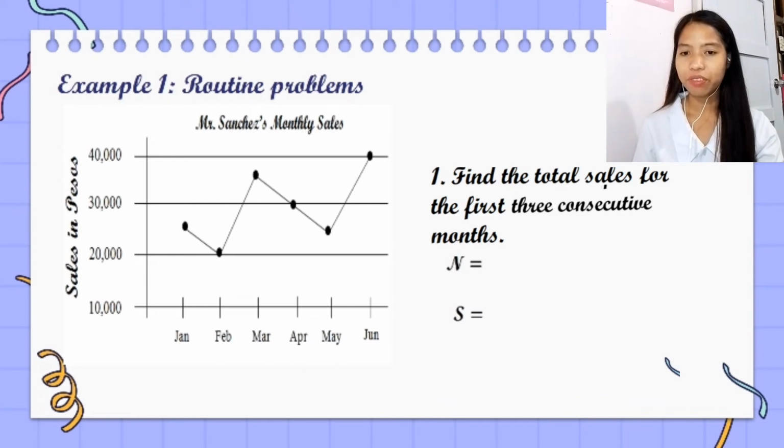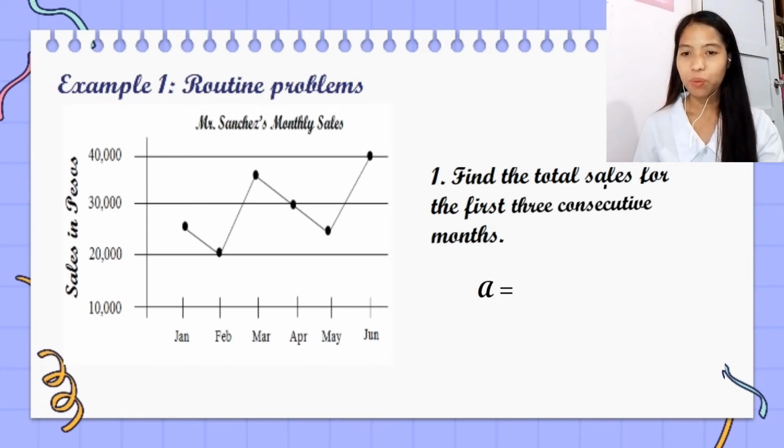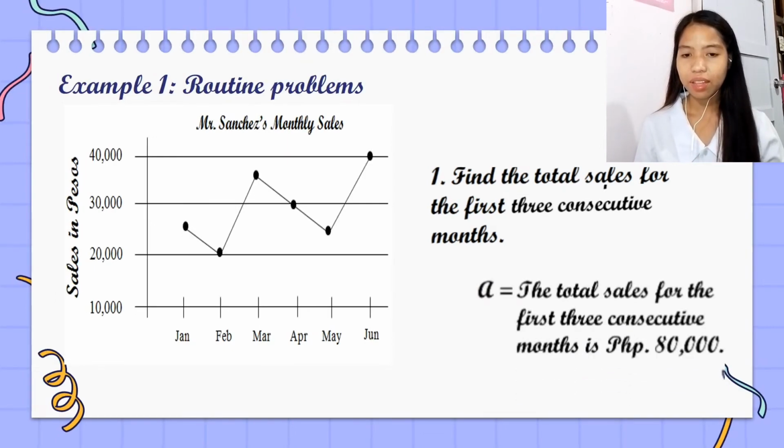What is the number sentence? The number sentence is 25,000 plus 20,000 plus 35,000 is equal to N. What is the solution? The solution is 25,000 plus 20,000 plus 35,000 is equal to 80,000. What is the answer? The total sales for the first 3 consecutive months is 80,000.